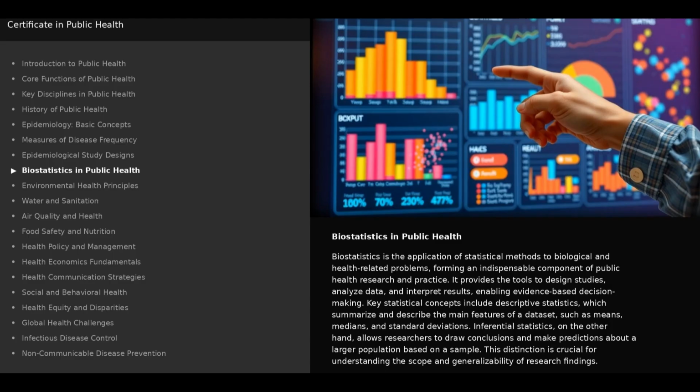Key statistical concepts include descriptive statistics, which summarize and describe the main features of a dataset, such as means, medians, and standard deviations. Inferential statistics, on the other hand, allows researchers to draw conclusions and make predictions about a larger population based on a sample. This distinction is crucial for understanding the scope and generalizability of research findings. Biostatistics ensures the validity and reliability of public health data.